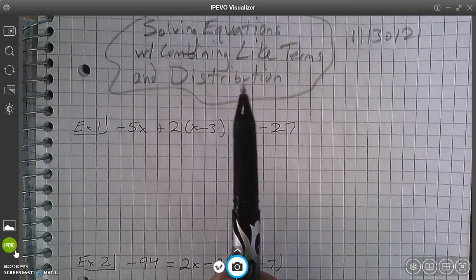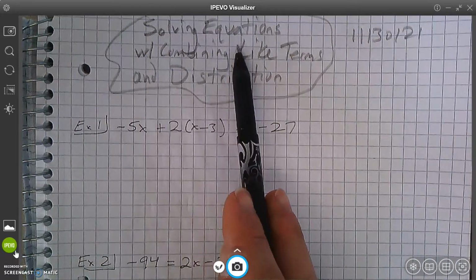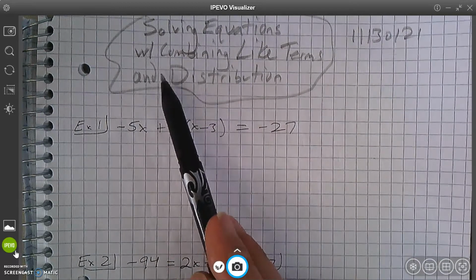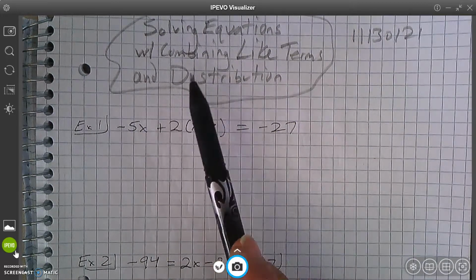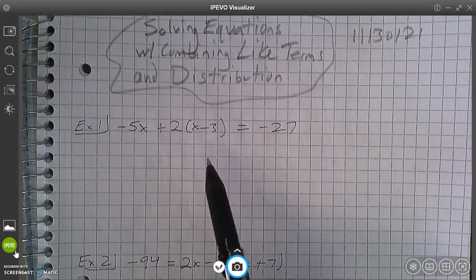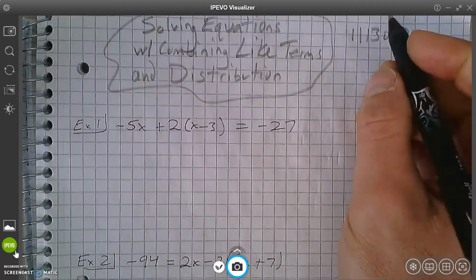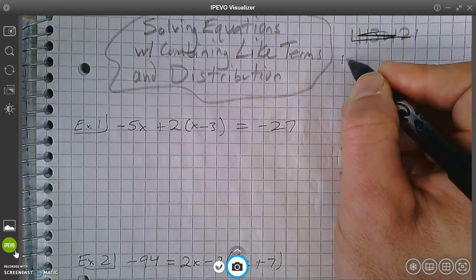Alright, here we go. So, just like yesterday, solving equations with combining like terms and distribution. Oh my goodness, putting it all together. So we're still practicing this.